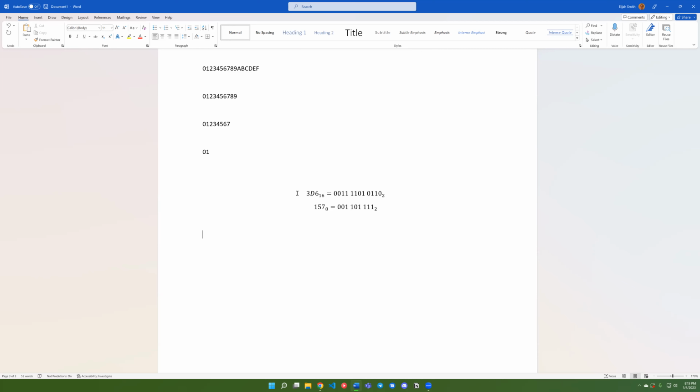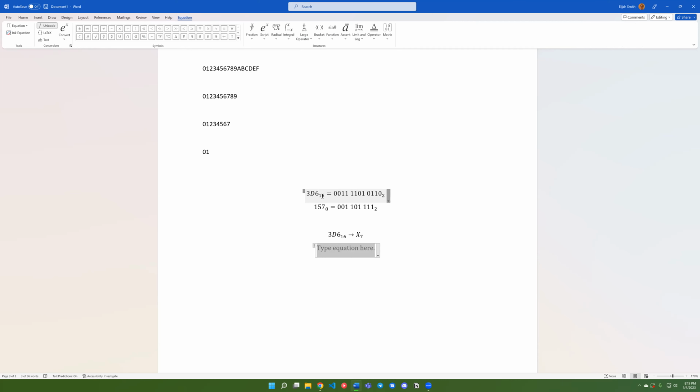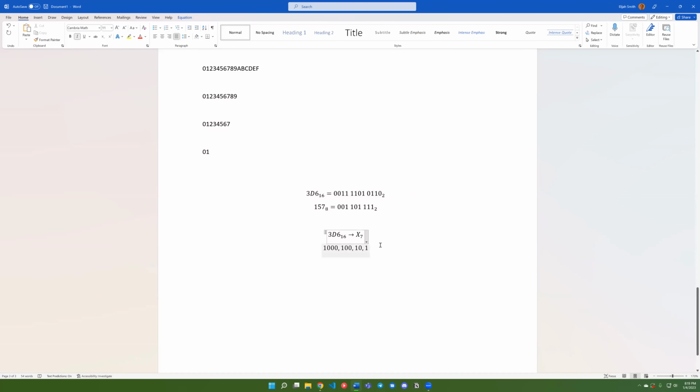So let's say we had this number 3D in base 16, and we want to convert this into base 7, let's say. Some number base 7. So what we can do here is we need to first convert this into decimal. And what I'm going to do is list out all of our decimal places just so that we know what we have. So this would be 10, then we have 100, we have 1,000, and so on. So let's say that our number here is 3D6.